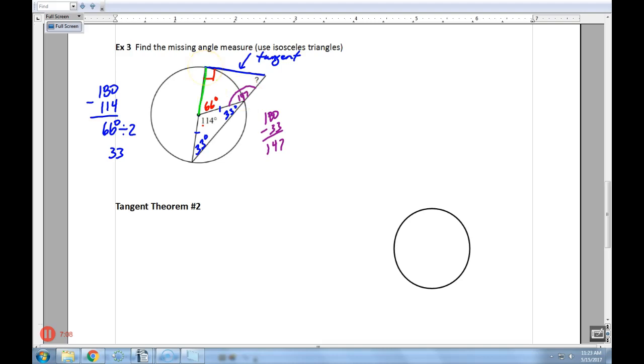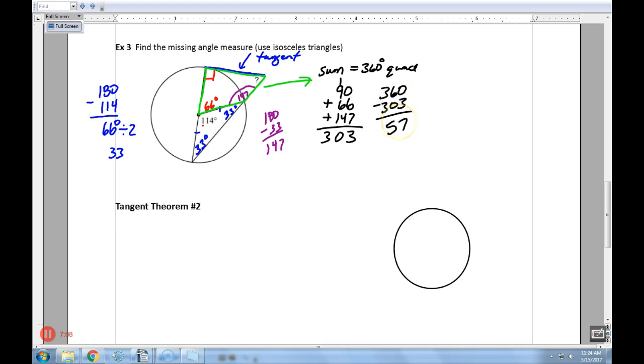And now I can kind of use a quadrilateral formula. So let's focus your eyes right here. That's got 4 sides. So the sum is 360 degrees in all quadrilaterals. So far I have 90 plus 66 plus 147. So that's 3, carry the 1, 16. So right now we're up to 303. So subtract from 360, because that's what I need to be a quadrilateral. And so it looks like the final answer here is 57 degrees. That was kind of a tougher one, kind of a challenge problem.